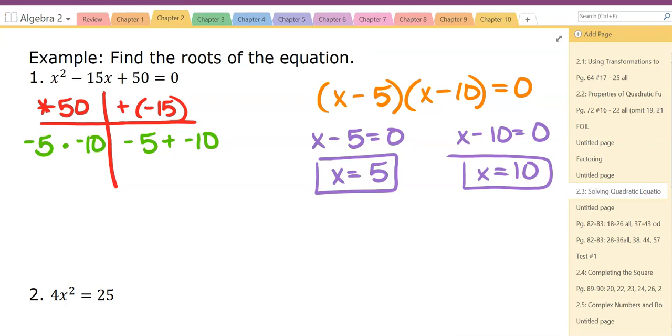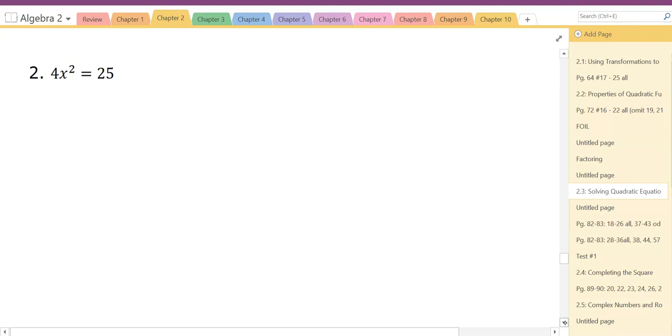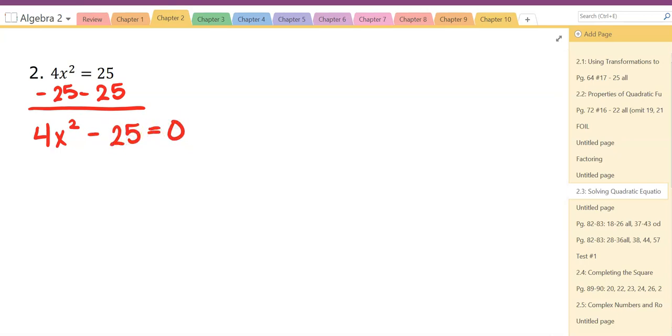For number 2, we have 4x squared equals 25. Let's get these on the same side of the equal sign first. So remember I said I like to keep the x squared term positive if I can. So in this case, I don't really want to move the 4x squared term because the 4 is positive already. So instead, I'm going to move the 25, and I'm going to do that by subtracting it. So I'm going to subtract 25 from each side. So we have 4x squared minus 25 equals 0.